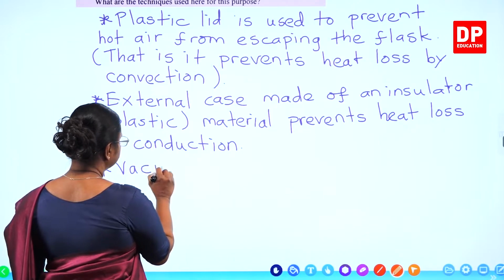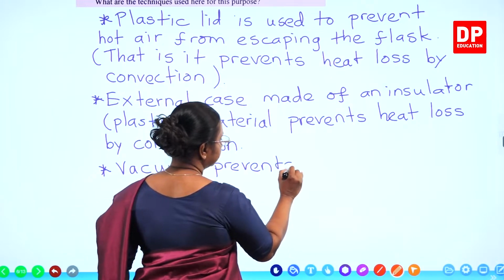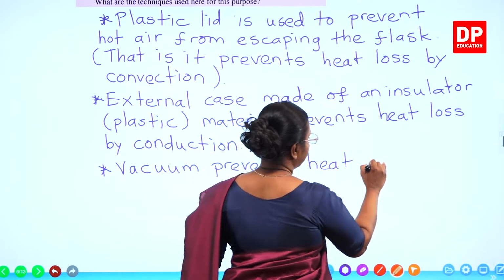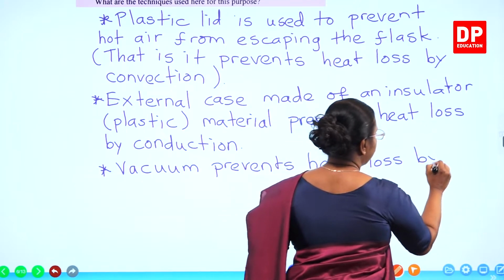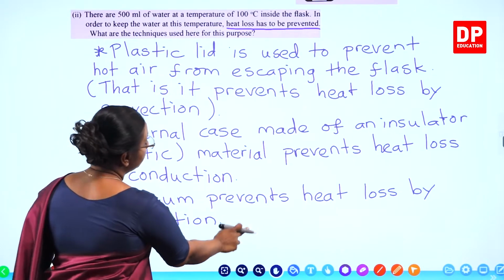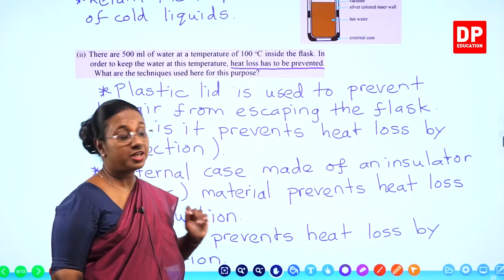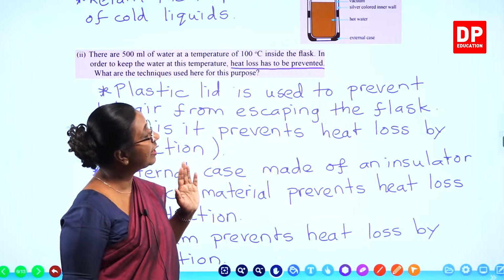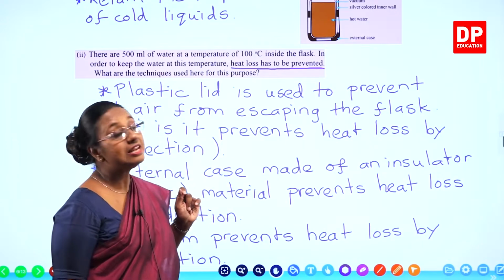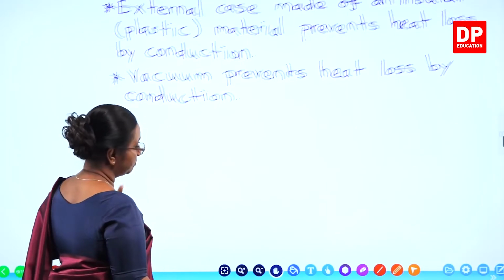Vacuum prevents heat loss by conduction. So, through vacuum, heat transfers by what method? Radiation. But their radiation is prevented how? Using the silver colored inner wall. So, that is the next method.